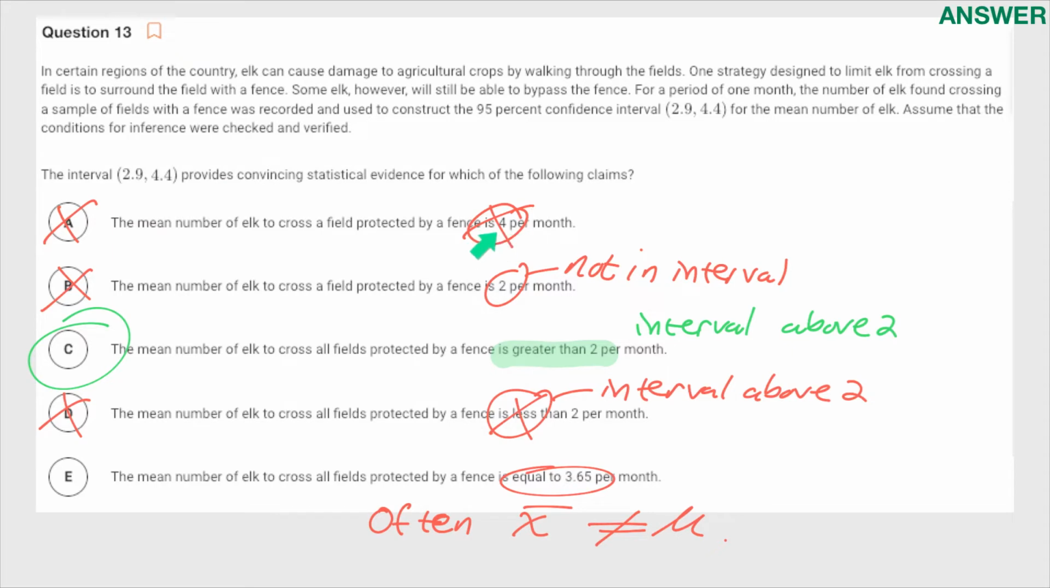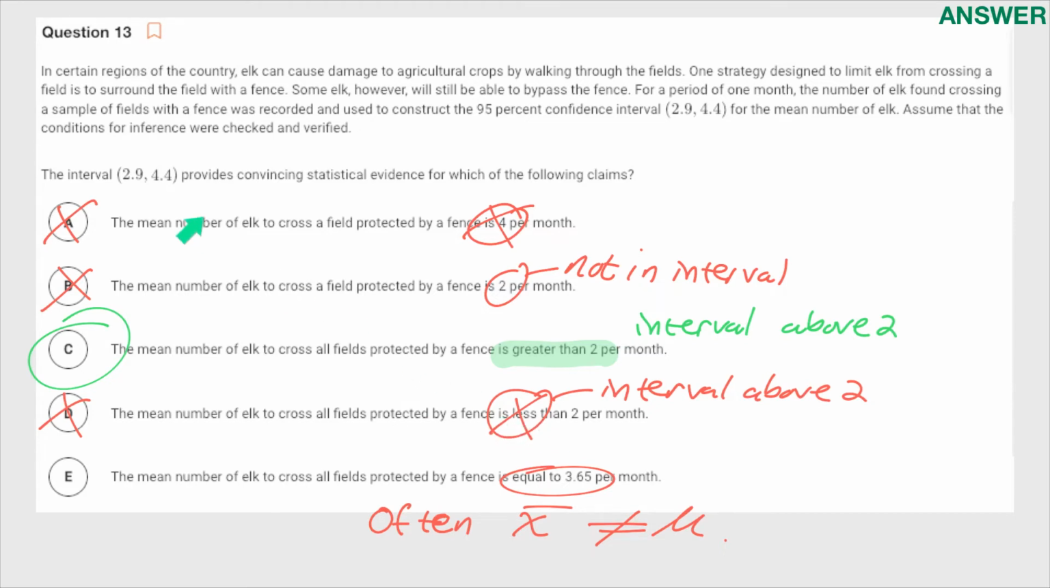We don't know that the population, I think I said proportion, but it should be mean. We don't know if the population mean is 4. Yes, it's inside there, but we don't know if it's exactly 4. This one is out because 2 isn't even in the interval. C is the correct one. I'll come back to that in a second.